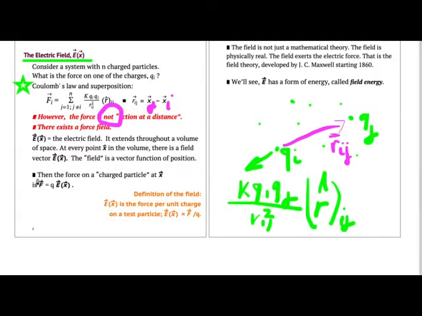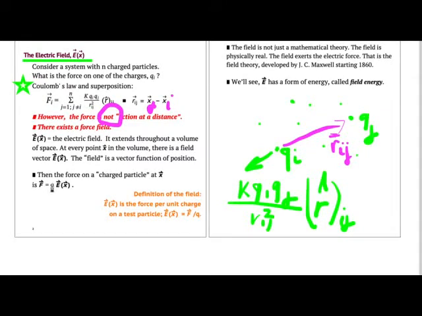And then the force on a particle is the charge of the particle times the electric field. So that's the definition of the field. E is F divided by Q. What's F? F is the force on a charge, and Q is the value of that charge.